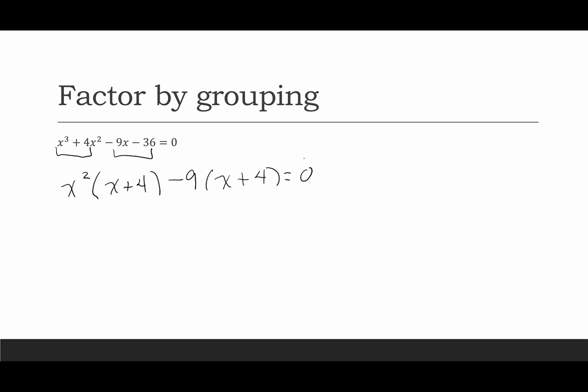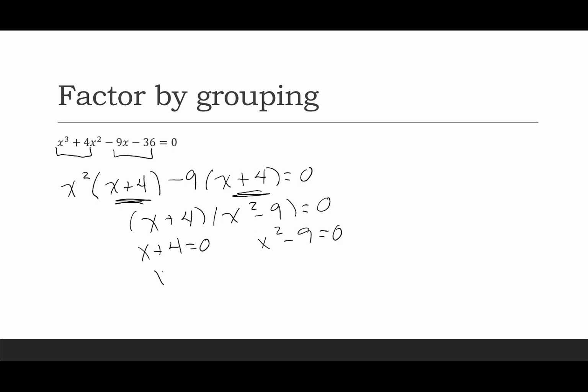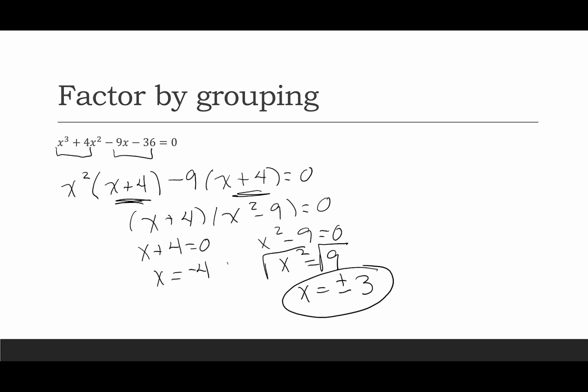And here's where the magic happens, is that I have this x plus 4 twice. It's the same, so I take it out, and I'm left with x squared minus 9 is 0. So power 3 equation, I'm expecting three solutions. So I have x plus 4 is 0. I have x squared minus 9 is 0. So the first one, I get x equals negative 4. Then I have x squared equals 9. Remember, when you take the square root, you're supposed to put on that plus or minus in front of the 3. So I have three solutions to my power 3 equation.